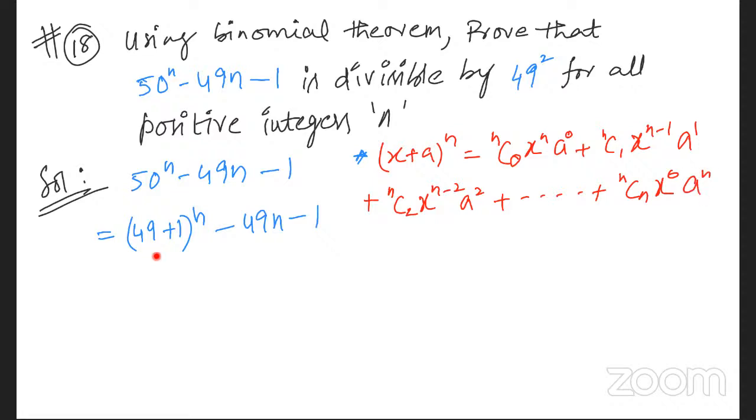If you compare with this, 49 plus 1 whole to the power of n, here x will be 49 and a is equal to 1. Comparing 49 plus 1 whole to the power of n with x plus a whole to the power of n.